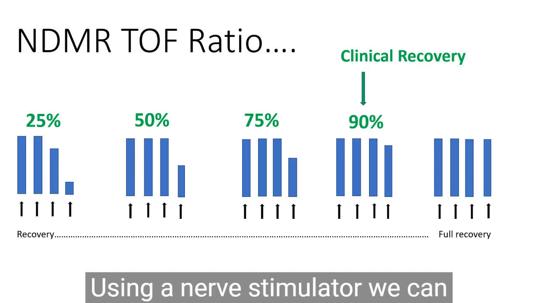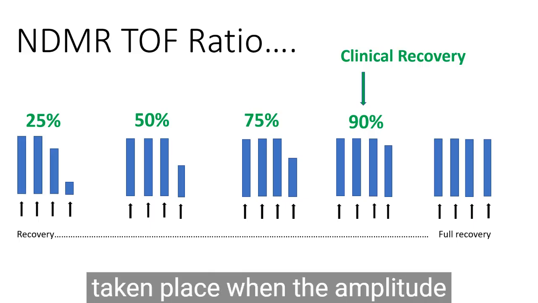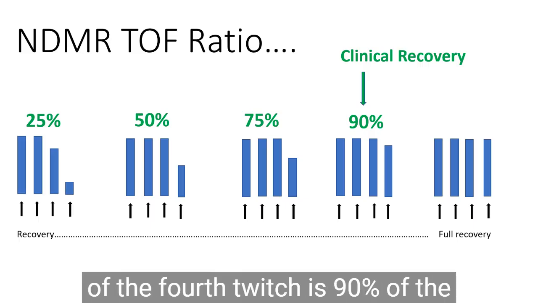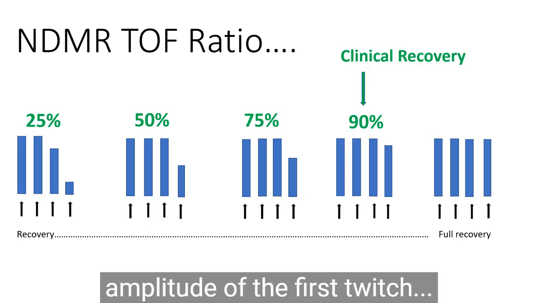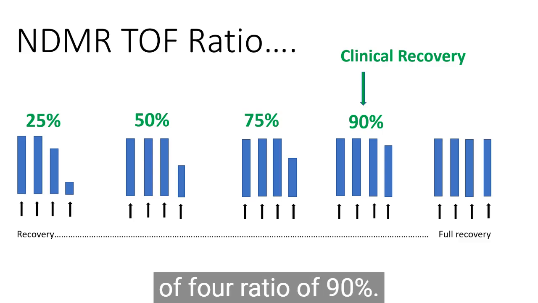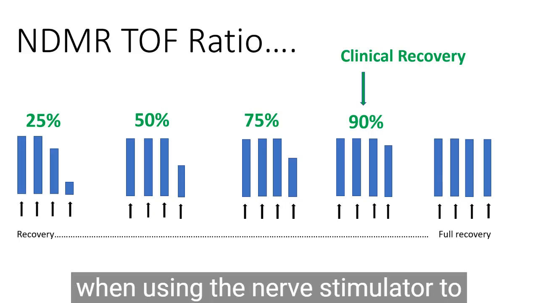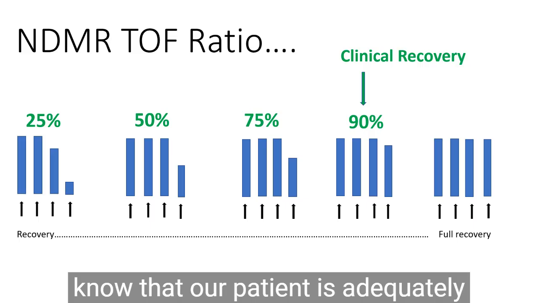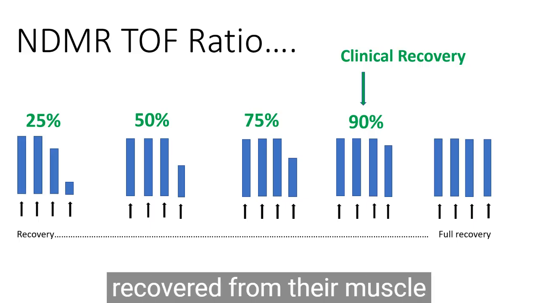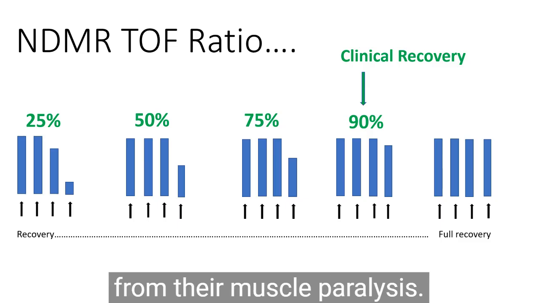Using a nerve stimulator, we can say that adequate recovery has taken place when the amplitude of the fourth twitch is 90% of the amplitude of the first twitch. And we call this a train of 4 ratio of 90%. And this is what we want to see when using the nerve stimulator to know that our patient is adequately recovered from their muscle paralysis, or adequately reversed from their muscle paralysis.